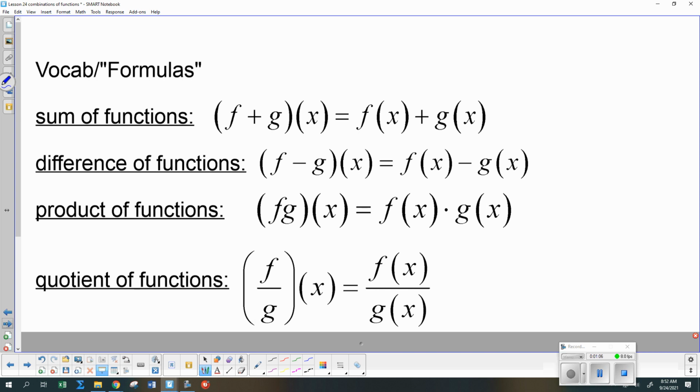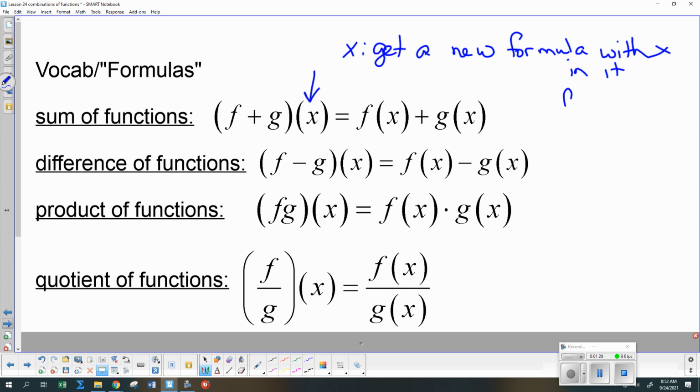If they say find f plus g of x, so you still got a variable, that means get a new function rule, a new formula that still has x in it. But if they say find fg of 3, that means plug 3 in and get a number.